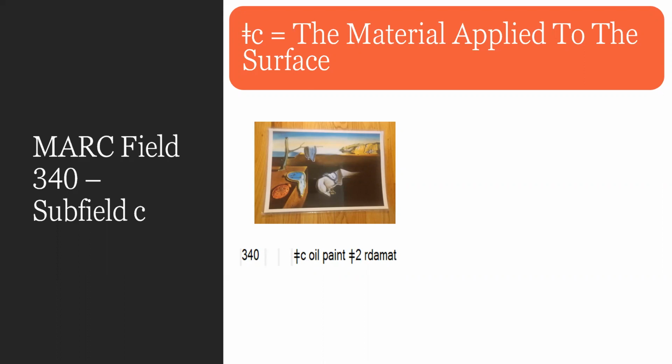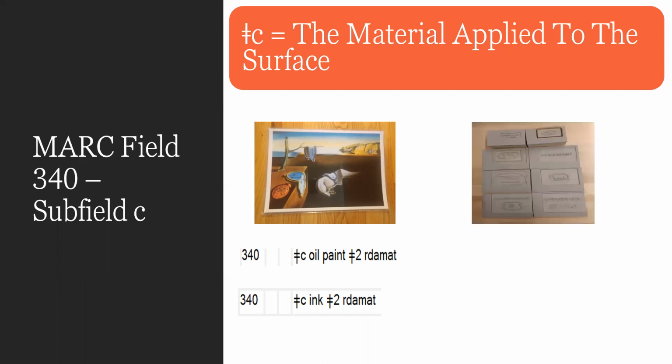Because I can't afford an original Dali, we catalog for the glory and not necessarily the riches. I only have a print. So we would use ink as the term for my print where we're cataloging it. Our next example is a set of rubber stamps.